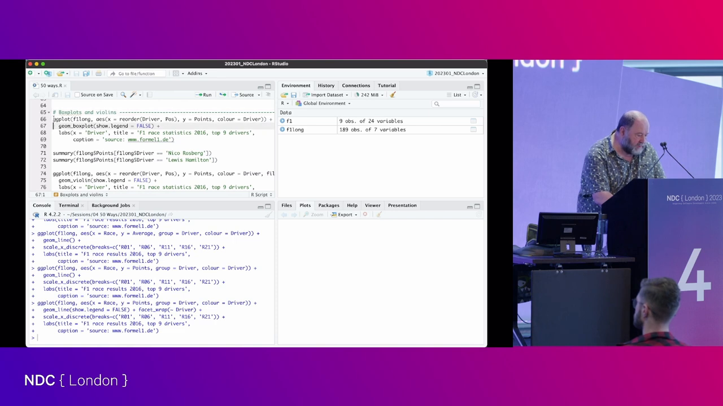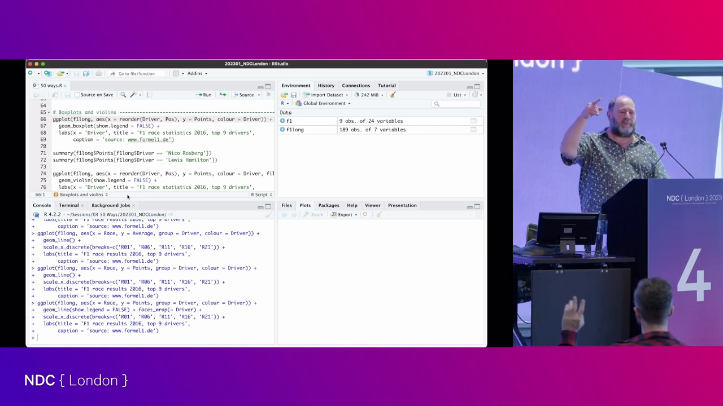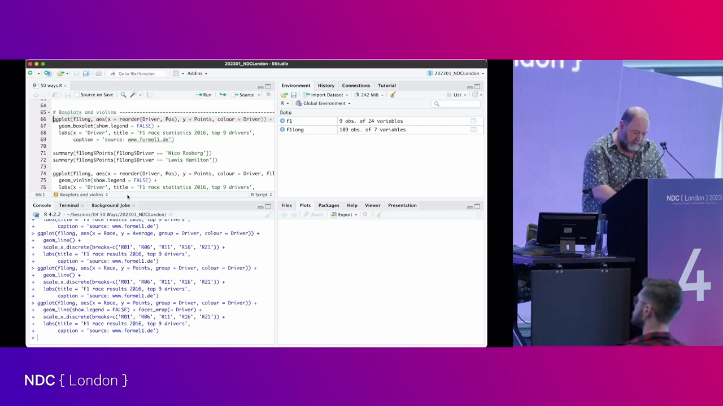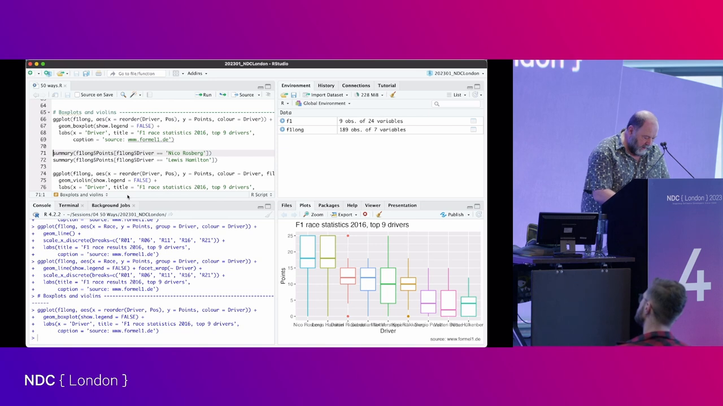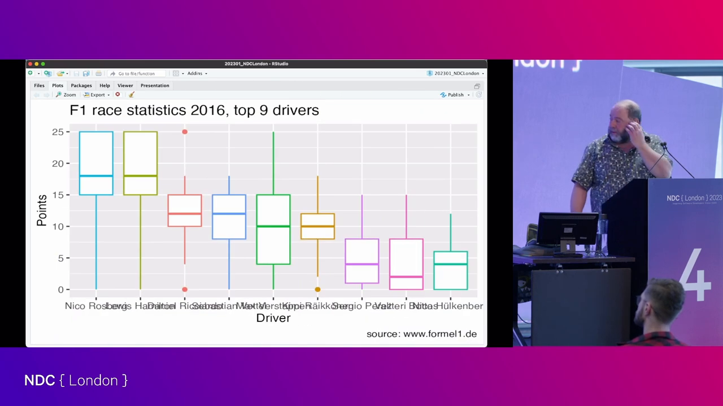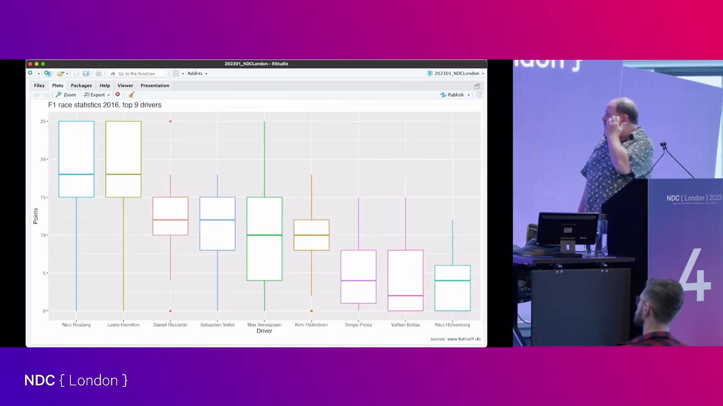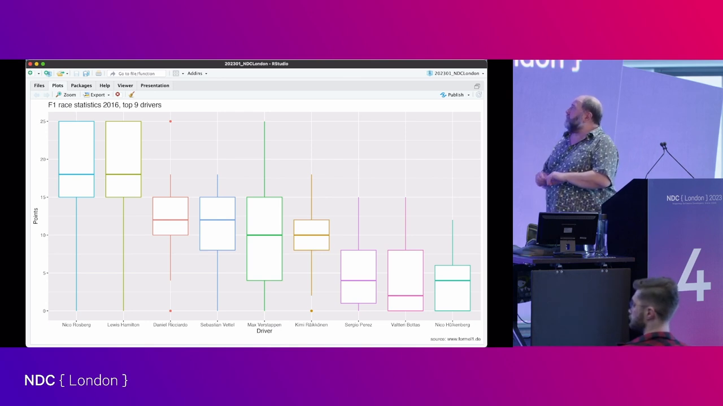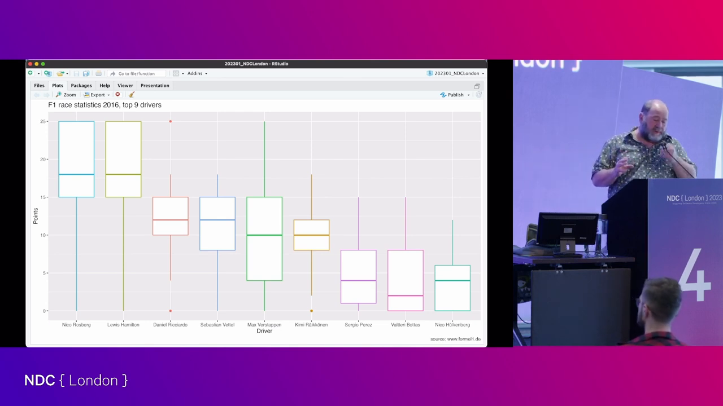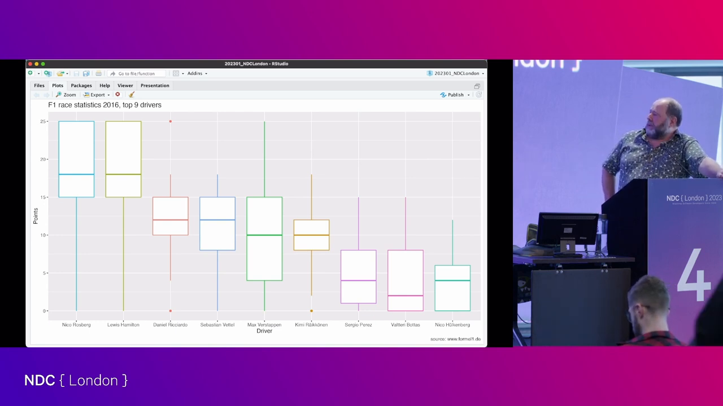So what else can we do? Box plot. Who knows what a box plot is? Oh, a couple of you, okay. A box plot, this one. So that goes more into the statistics of the races, because the box plot says something about the distribution of your data, the distribution of point counts.